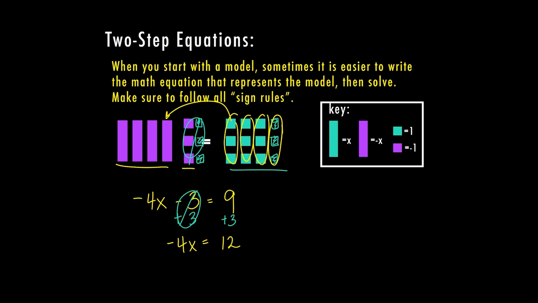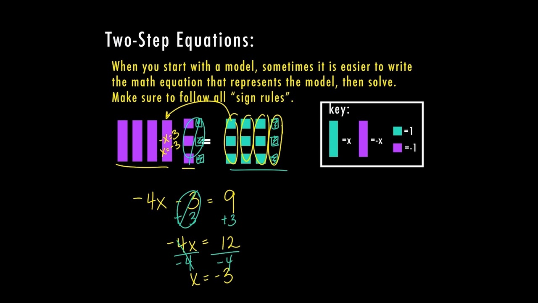And since it is a negative x, dividing by negative 4, then my answer is going to end up being x equals negative 3. So I'm going to end up having each negative x has 3 ones, and you don't want to leave your negative with the x. You want your negative to be with the number. So that means that each x is worth negative 3.